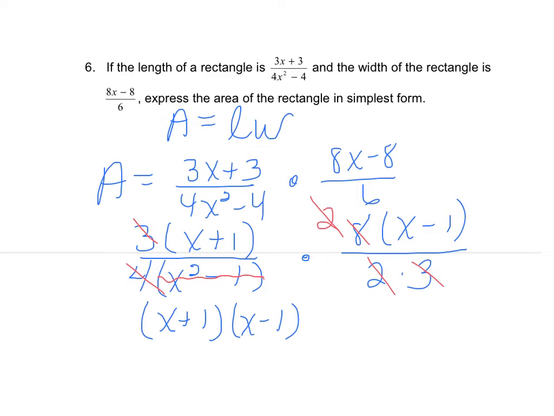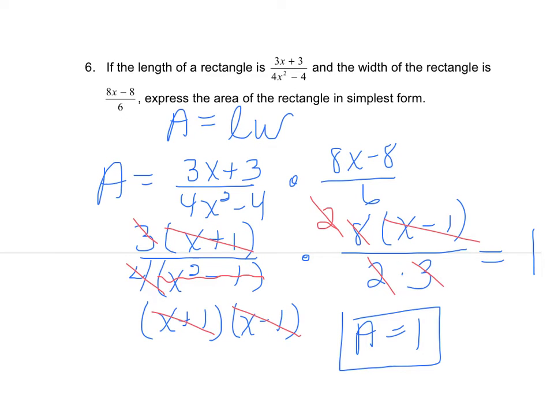I'm on a roll. An x plus 1 for an x plus 1. And an x minus 1 for an x minus 1. Everything on the top canceled and everything on the bottom canceled. When the whole entire fraction cancels out, your answer is 1. So the area for this rectangle will be 1.